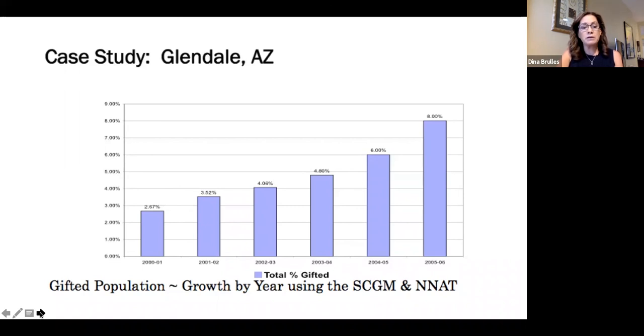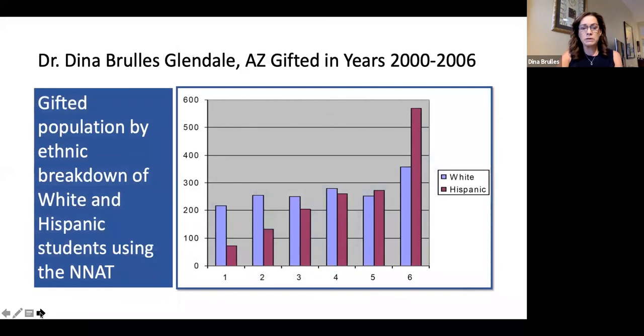So when we started, we had 2.67% identified as gifted. And by the time we finished this, it was 8%, which actually replicated the state data. But the next slide will show you what really was important. What we saw in this district was that 78% of the students in the gifted identified program were white.